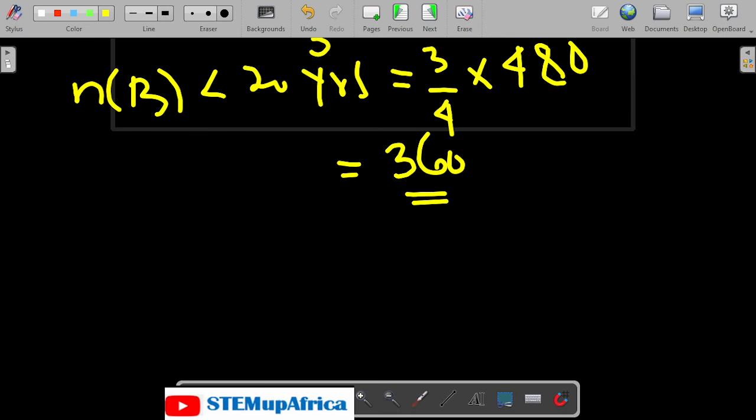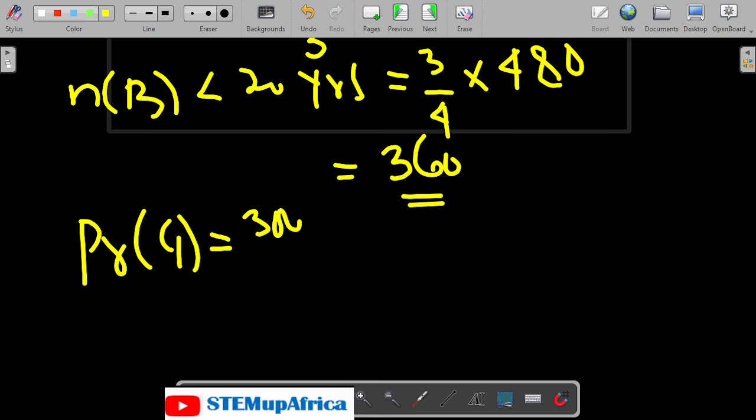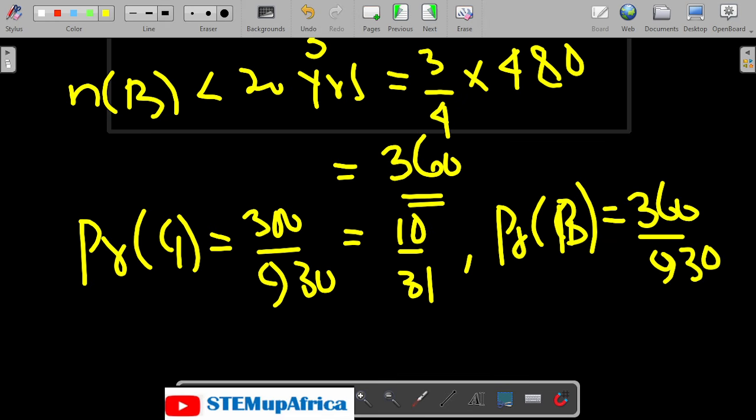So what is the total number of people less than 20? Let's find the probability for girls less than 20, which is 300 over 930. That will give us 10 over 31. The probability of boys less than 20 years is 360 over 930. I divide through, I'm going to have 12 over 31.